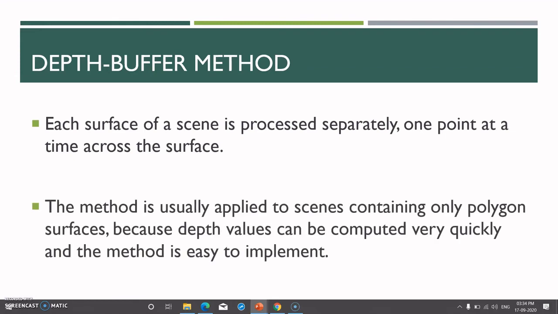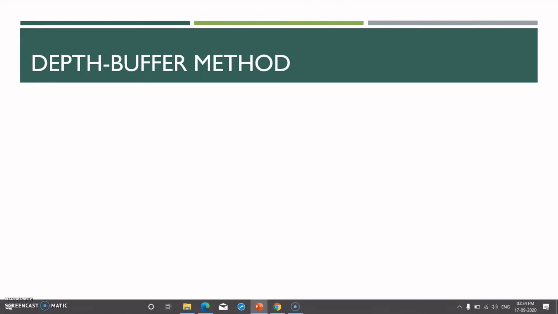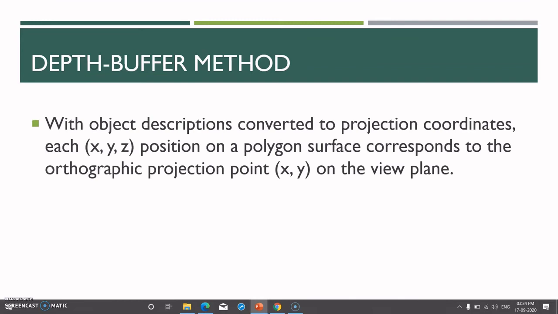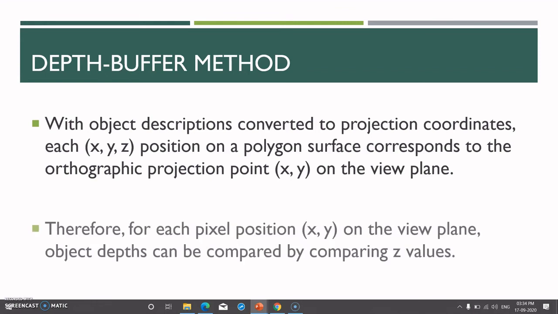So the method is usually applied to scenes containing only polygon surfaces, because depth values can be computed very quickly when it is a polygon surface, and also the method is easy to implement. So with object descriptions converted to projection coordinates, each XYZ position on a polygon surface corresponds to the orthographic projection point XY on the view plane.